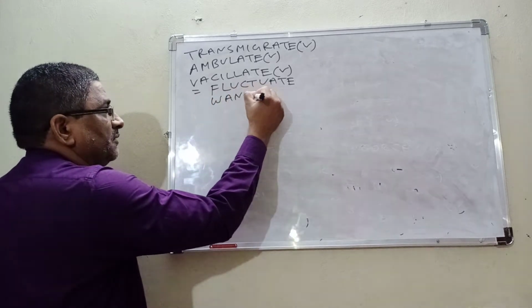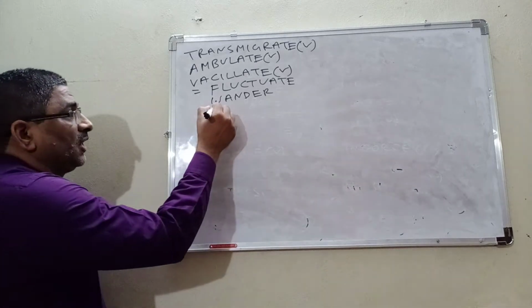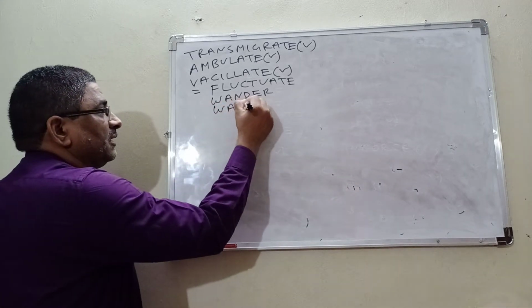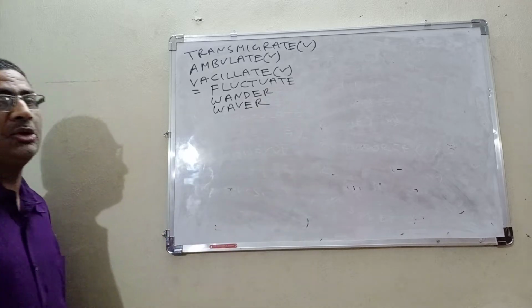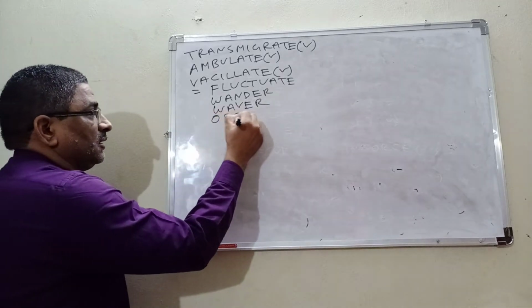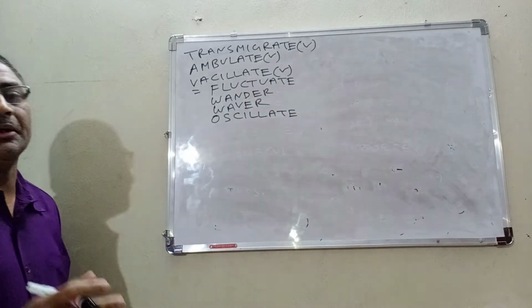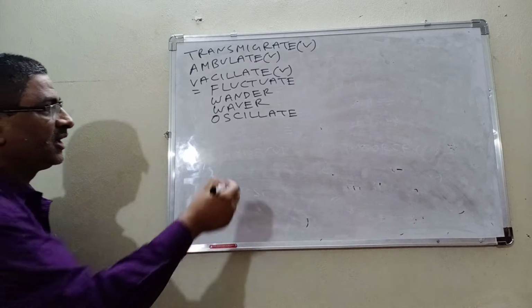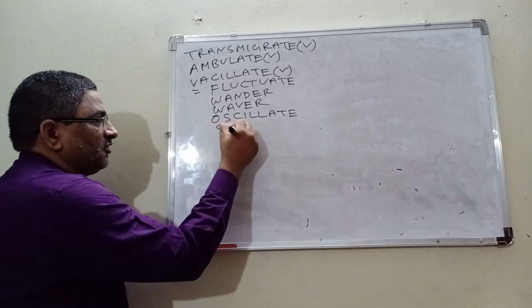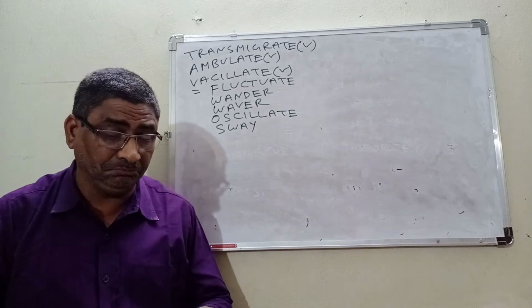I can say another word, wander. Don't try to make any wandering decisions. Another word we can write here, waver. Don't try to make any wavering decisions. Another synonym we can write here, oscillate. Oscillating decisions. And the most frequently asked, another important synonym, I can use the word sway, S-W-A-Y, sway.